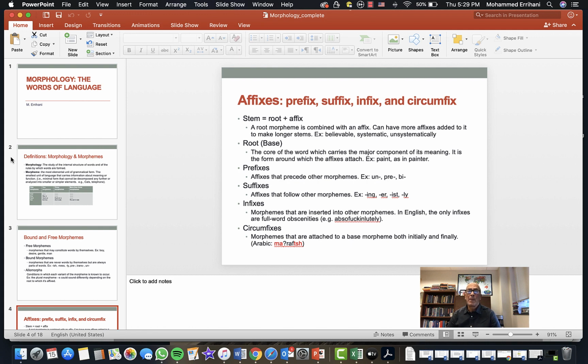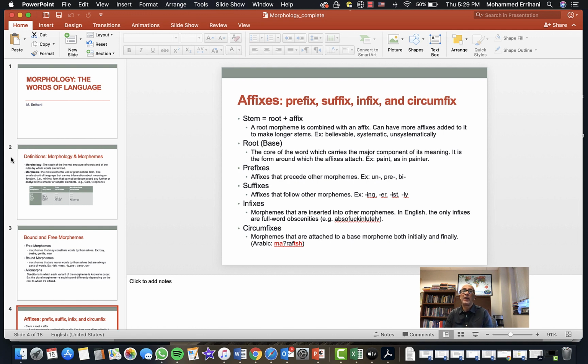So a stem, this is an explanation of a stem. It's a root plus an affix. A root of a word with an affix constitutes a stem. Can we have more affixes added to it to make longer stems? Example, believe. We can have believable. So you have believe and able, and believable is called a stem. Systematic: system and atic is a stem.